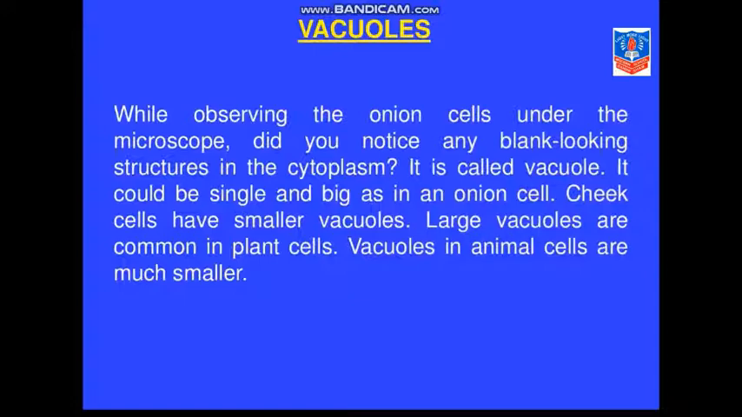We are considered in animal kingdom and plant kingdom. Two kingdoms are there. Living organisms are in animal kingdom. So an animal cell has very small vacuoles, but in onion cell we saw a big vacuole. Large vacuoles are common in plant cells. Vacuoles in animal cells are much smaller. So this is one difference between the plant cell and animal cell. Further we will see also with the help of figure.